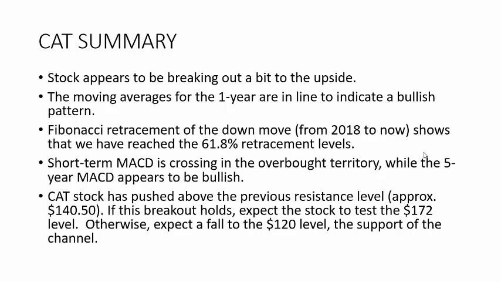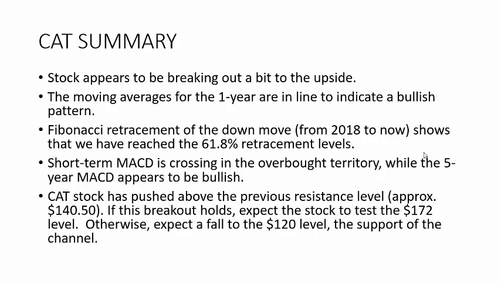The moving averages for the 1 year are all in line to indicate a bullish pattern, and as I showed, the 5-year is not clear yet. The Fibonacci retracement of that down move from 2018 through really September of 2019 shows that we've reached, or just about reached, the 61.8% retracement level. The short-term MACD is crossing in the overbought territory, which could be either a false signal or a sign of some bearish sentiment.